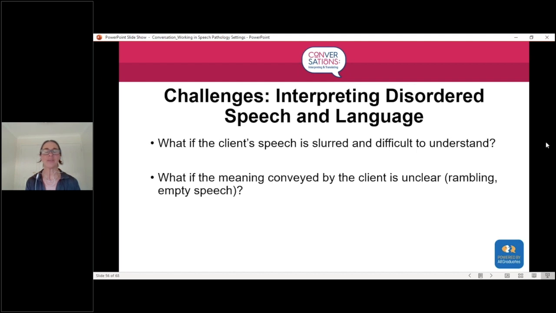So the next challenge, with that role boundaries one aside, is the difficulty of the mechanics of interpreting for someone who has disordered speech and language, like Byron, who we saw earlier, who had Wernicke's aphasia. How do you interpret that kind of speech that's rambling or empty, that doesn't have much meaning? Or how do you interpret for someone who you can barely make out what they're saying because they have dysarthria or slurred speech?